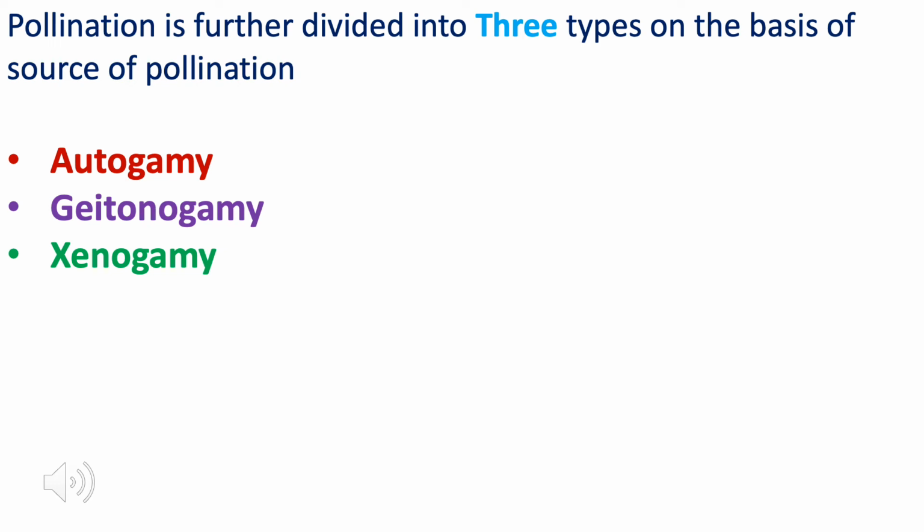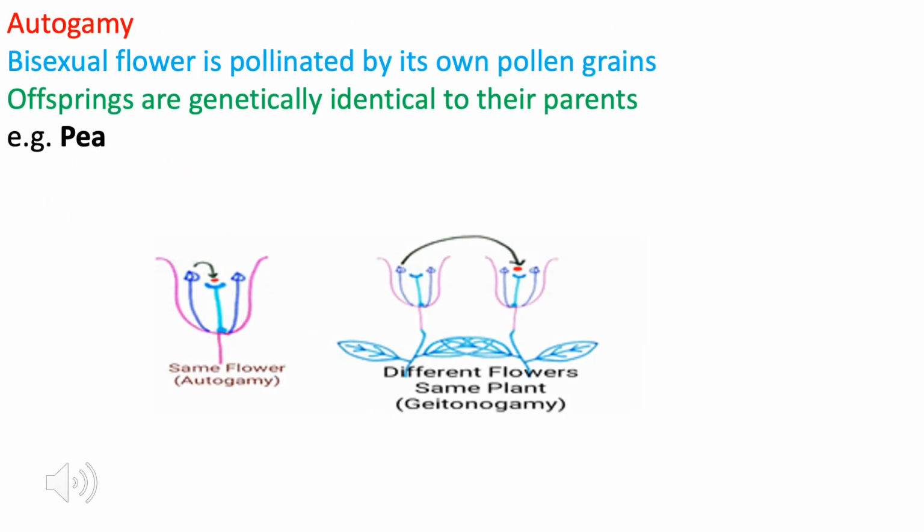Pollination is further divided into 3 types on the basis of the source of pollination. First is autogamy, also known as self-pollination. Next is geitonogamy, and third is xenogamy, which is also known as cross-pollination. Autogamy is a type of pollination in which a bisexual flower is pollinated by its own pollen grains. Offspring are genetically identical to their parents. For example, the pea plant undergoes self-pollination.